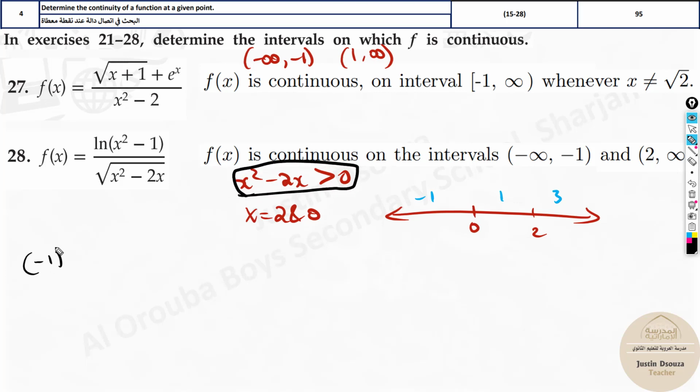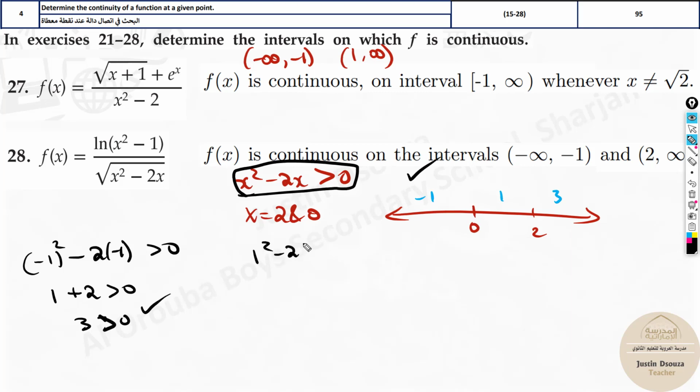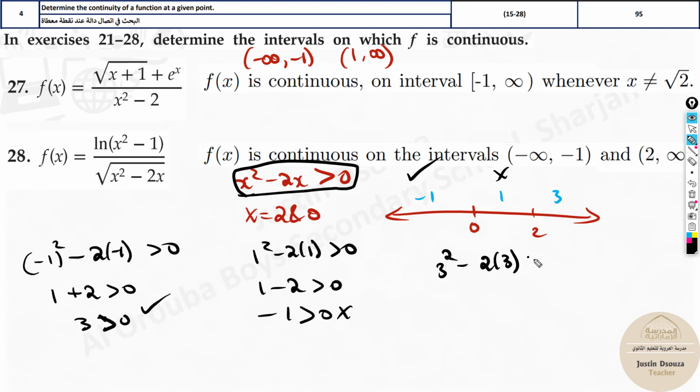So let me put minus 1 the whole square minus 2 times minus 1. It must be greater than 0. What is the answer here? It will be 1, minus of minus will be plus 2, so 3 is greater than 0. Yes, it's correct. Now let's go to the next one. 1 squared minus 2 times 1 must be greater than 0. It's 1 minus 2, negative 1 is greater than 0. It's wrong. Let's try the third one. Over here, I'll put 3 squared minus 2 times 3 is greater than 0.